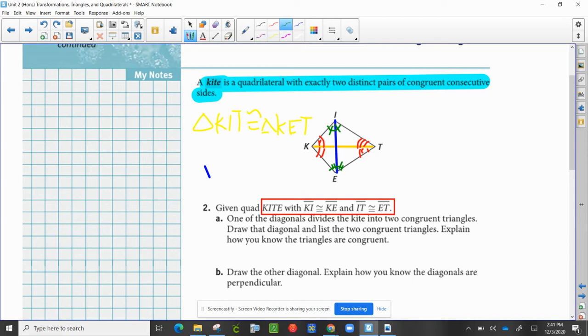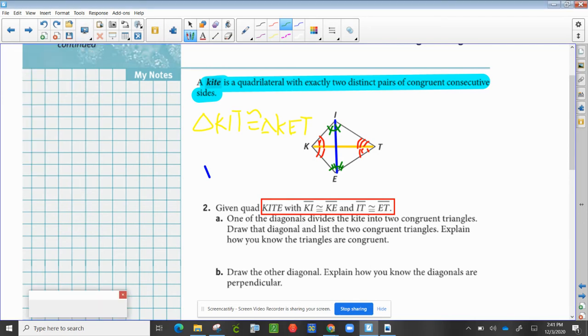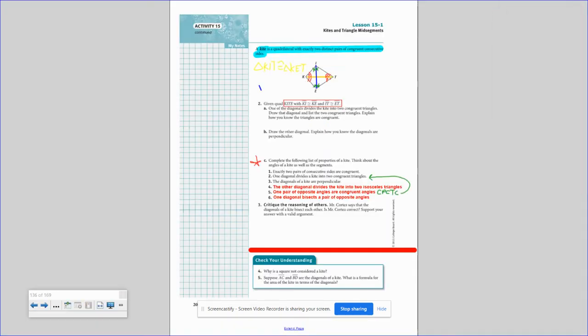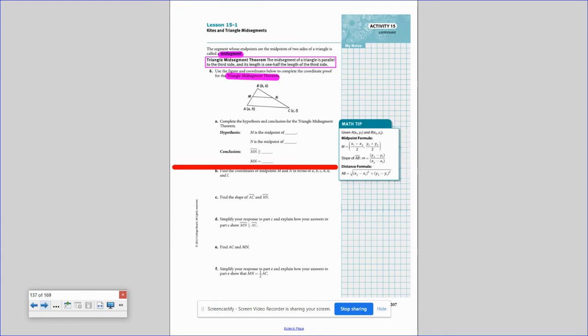Okay, all right, so that is all we know about a kite. It's very important that you know these 6 rules, which are all of our properties of a kite. So this is very important. Make sure you have all these written down somewhere where you can reference them later. All right, so now let's look at what it means to be a mid-segment.